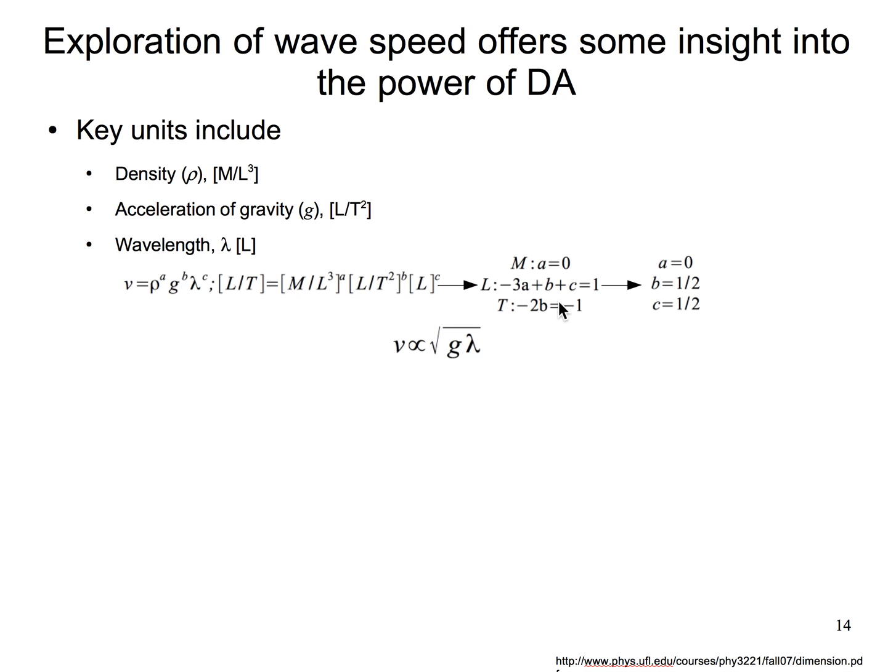Now we have three unknowns, so we can manipulate those. First thing we see is that the density has no corresponding unit on the left side. So A is 0, we get B and C, and so we get this. The velocity is proportional, so we don't have a numerical constant yet, but we have proportionality to the square root of g and lambda. Turns out that indeed is the case.